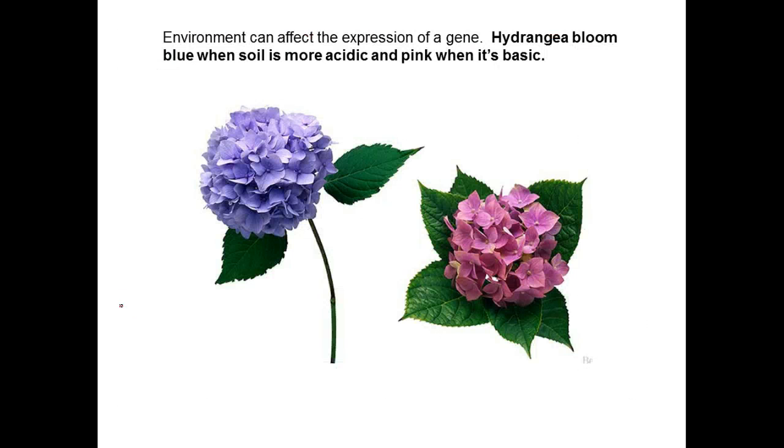Now also environments can affect the expression of the gene. So here's an example where you have plants, hydrangea blooms. Now they're blue if it's acidic and pink when it's basic. They also do a lot of twin studies to see the effect of the environment. So if one twin does not eat properly, gets exposed to mutagens or smokes, they'll age differently. So there's another example.